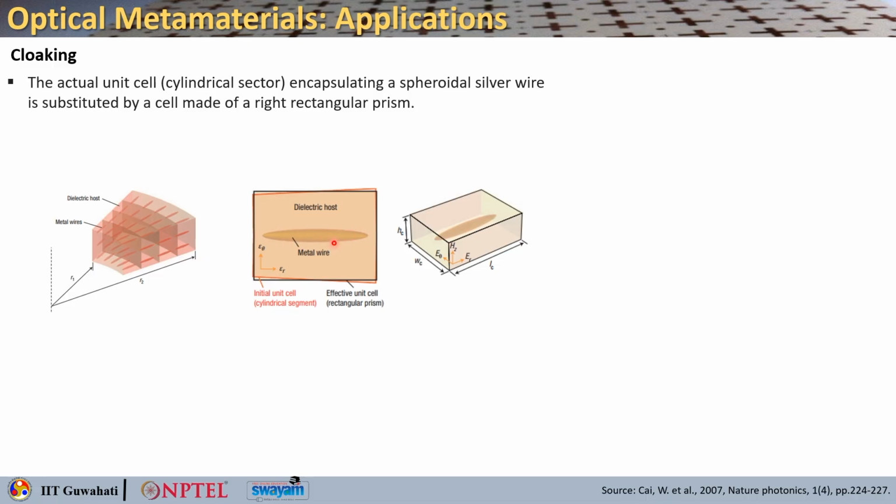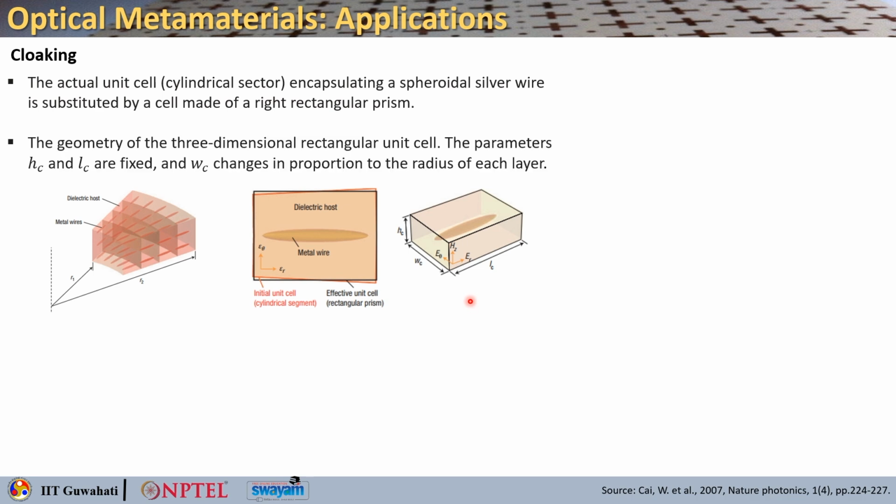Okay. So, this is a silver wire in a dielectric host. You can look into the geometry like this. It is a 3-dimensional rectangular unit cell. So, you have the parameters like HC and LC, and WC is basically the width that will change in proportion to the radius in each layer, right.